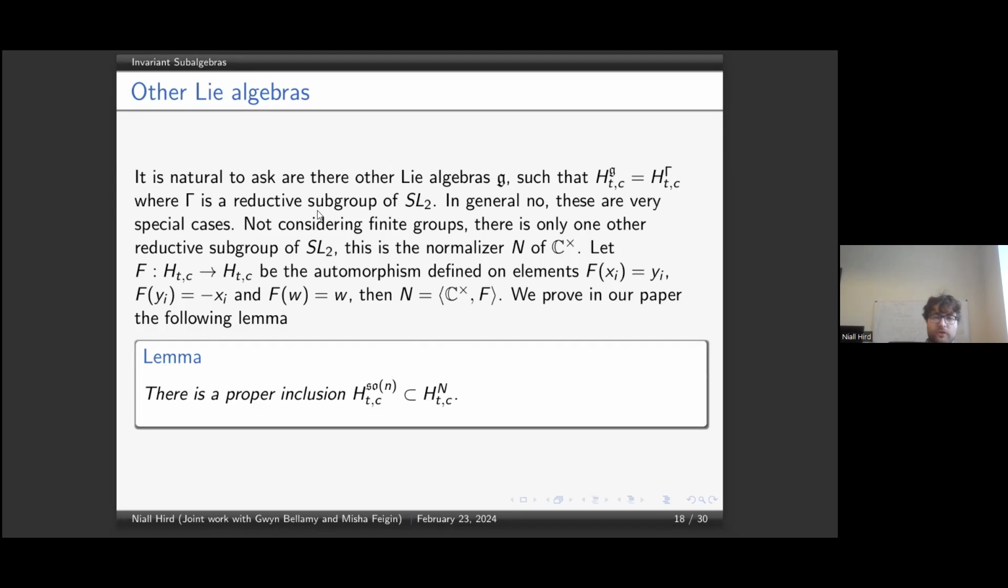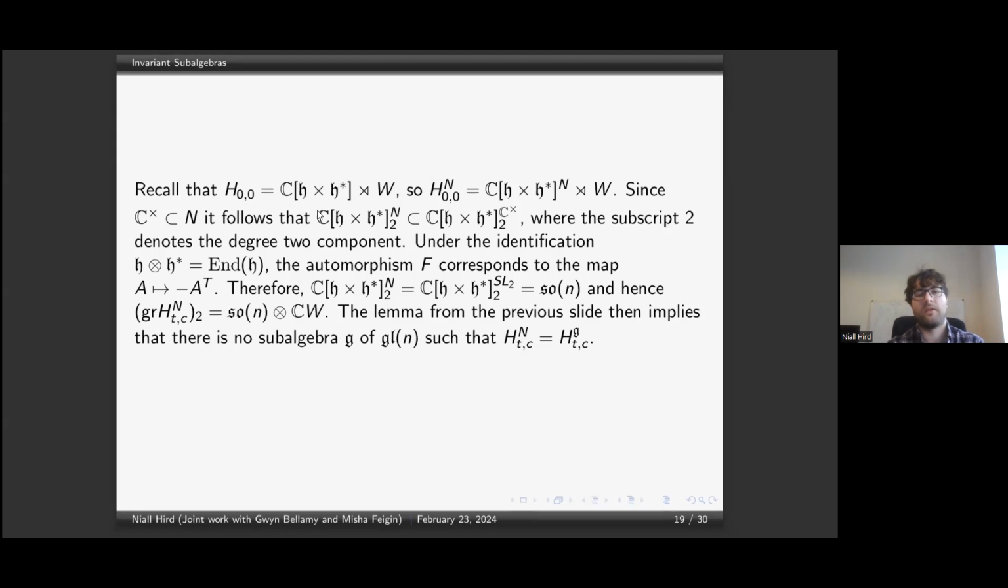So there's only one other reductive subgroup of SL2, which is the normalizer of C^x. And you can write this as being generated by the units of C and this element F, where F sends X's to Y's, Y's to minus X's, and group elements to group elements, just leaves them the same. So then we prove in our paper the following lemma, that there's actually a proper inclusion here. We don't have to worry about the proof, but it is a proper inclusion.